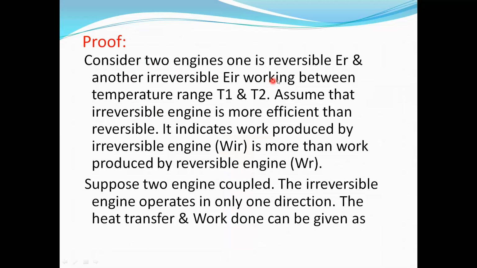So consider two engines, one is reversible, ER, and another is irreversible, denoted by EIR, working between temperature range T1 and T2. Assume that the irreversible engine is more efficient than the reversible. तो हमने फर्ज किया है कि irreversible engine more efficient है reversible engine से. It indicates the work produced by the irreversible engine, WIR, is more than the work produced by the reversible engine, that is WR. So this I have already explained.